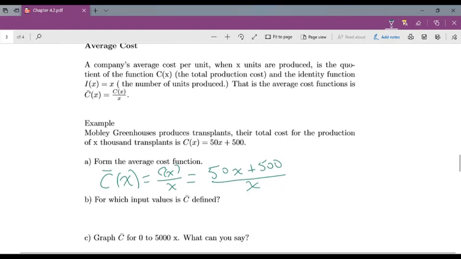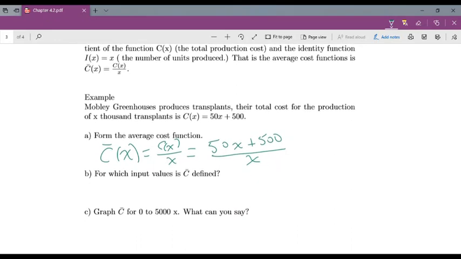Now it says for what input values is C bar defined. Now this is a little more tricky here. Technically speaking, X can be anything but 0, right? Can't have a 0 in the denominator. So we know that X cannot equal 0. But if we think in terms of the actual problem, is it actually possible for Mobley Greenhouses to produce a negative number of transplants? It's not. It's a word problem, so you got to think outside the box a little bit. So your technical thing here is X has to be greater than 0.